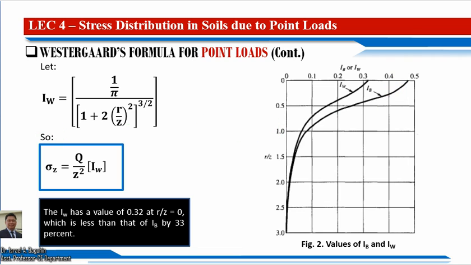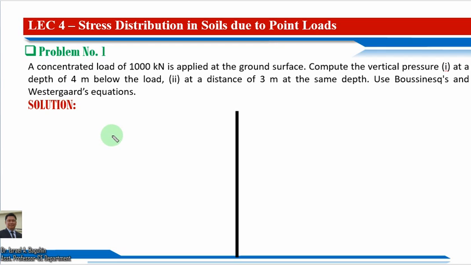So to fully understand the two methods of calculating the point load, we have here a simple problem number one. A concentrated load of 1000 kilonewton is applied at the ground surface. We are going to compute the vertical stress first at a depth of 4 meters below the load, and second at a distance of 3 meters at the same depth. We are going to use the Boussinesq and Westergaard's equations for this problem.